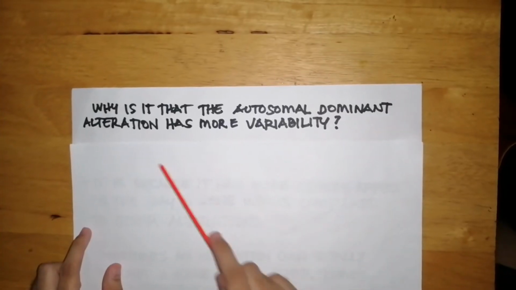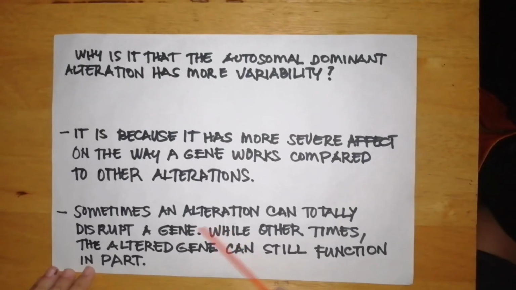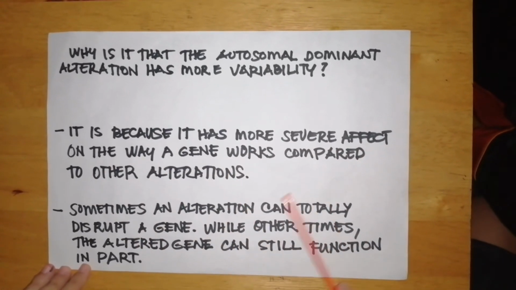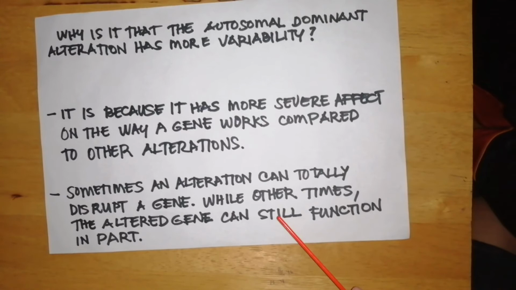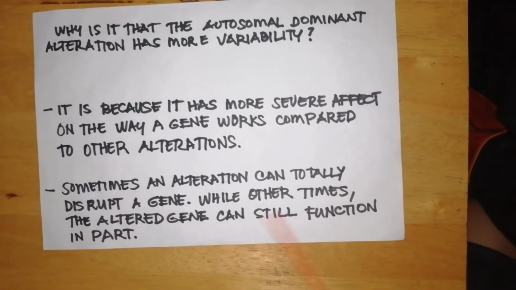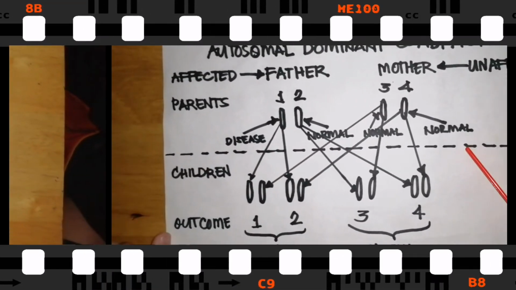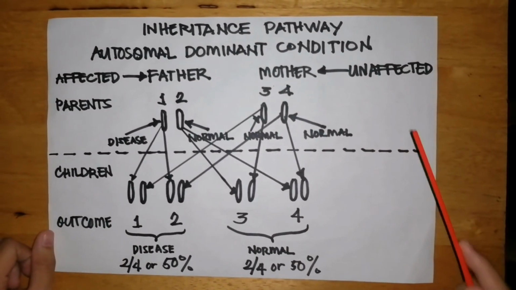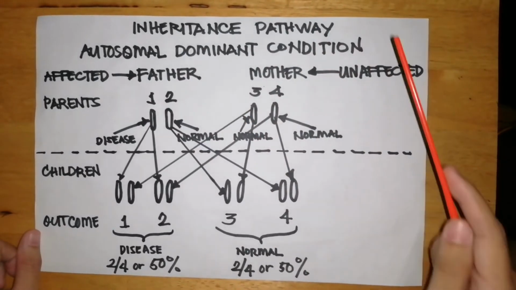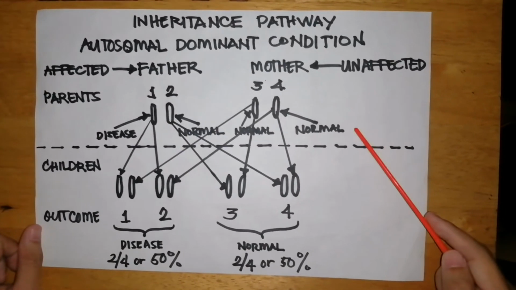The question is, why does the autosomal dominant alteration have more variability? It is because it can have a more severe effect on the way a gene works compared to other alterations. Sometimes an alteration can totally disrupt a gene, while other times the altered gene can still function in part. Now I'll show you how to calculate the risk of passing on an autosomal dominant condition. We will be using the same method that we did for the autosomal recessive condition.